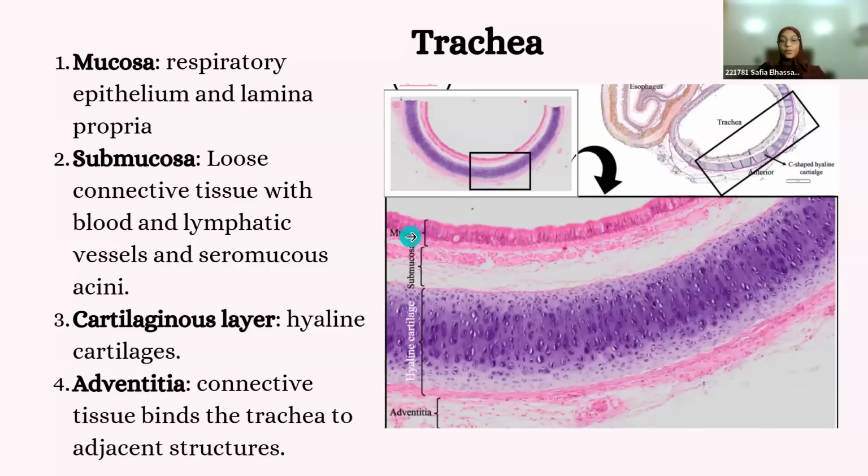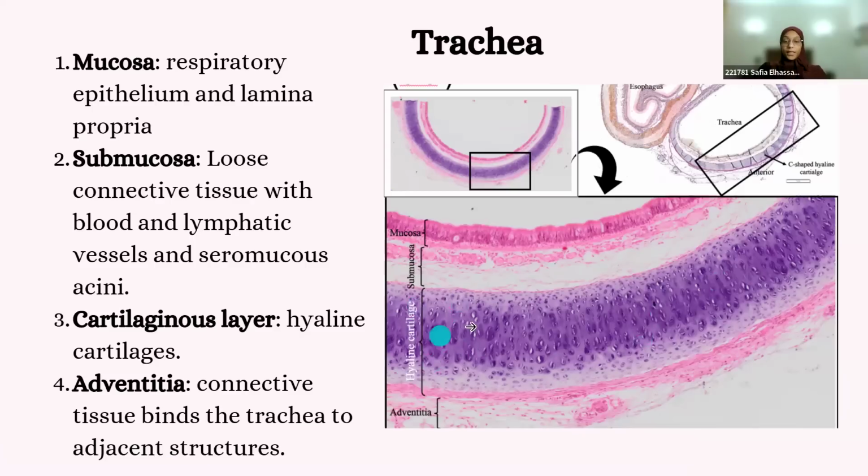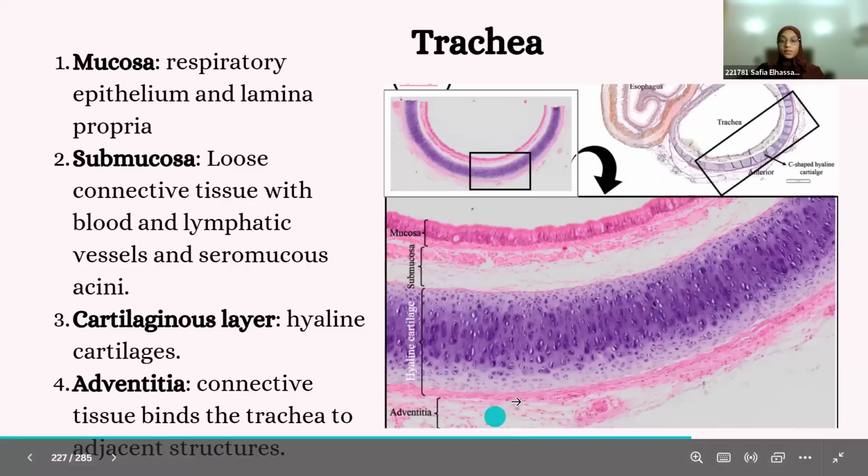Directly underneath the respiratory epithelium, you have the lamina propria, which is just a layer of connective tissue. Underneath the lamina propria, you have the submucosa, which again is connective tissue, but it's a little bit looser. And here you would see blood, lymphatic vessels, and serum mucinous acini. And then you have the cartilaginous layer, which is made up of hyaline cartilage. So hyaline cartilage has a very, very unique appearance. There's nothing else in the human body that looks like this, it has a very distinctive appearance, and it takes up the stain so intensely. So if you look at the rest of these cells, they're pink, but the cartilaginous layer is purple.